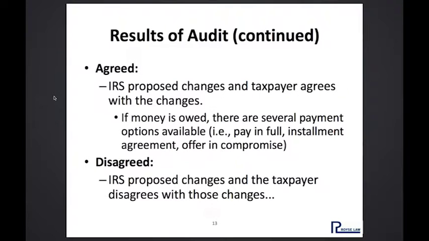All right, a third type of result would be an agreed result with the audit. That would be where the IRS proposed changes and the taxpayer agrees with the changes. Now, if money is owed, there are several payment options available, such as paying in full, or setting up an installment agreement, an offer in compromise, or taking out a loan. There are several different payment options. Now, a fourth type of result of the audit would be a disagreed audit. That is where the IRS proposed changes and the taxpayer disagrees with those changes.